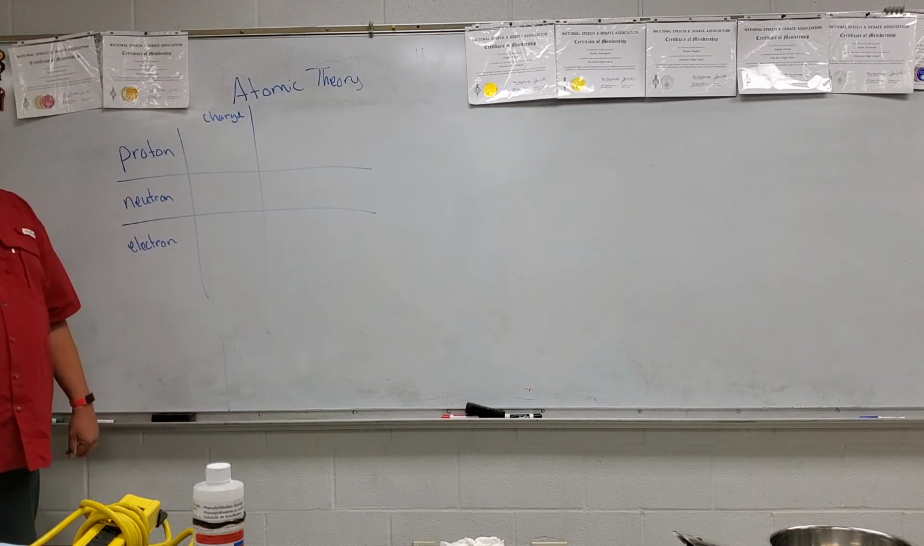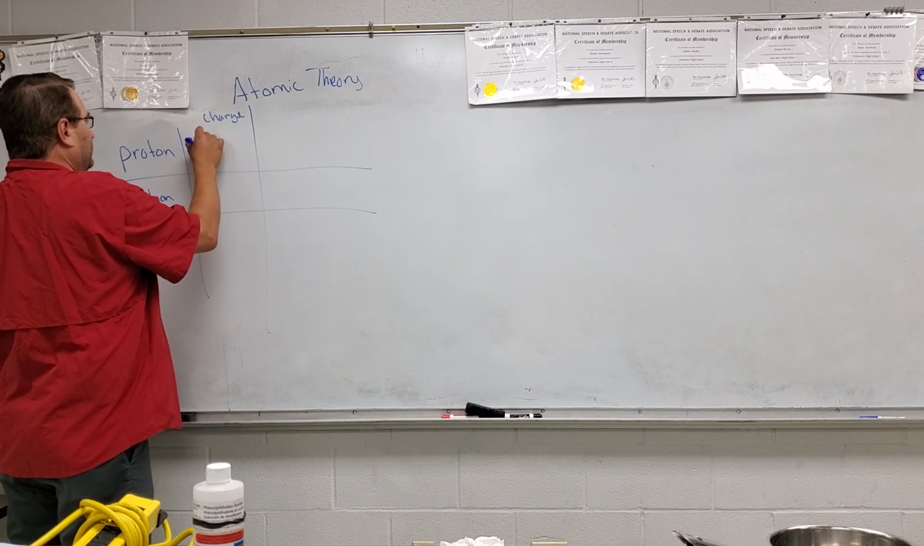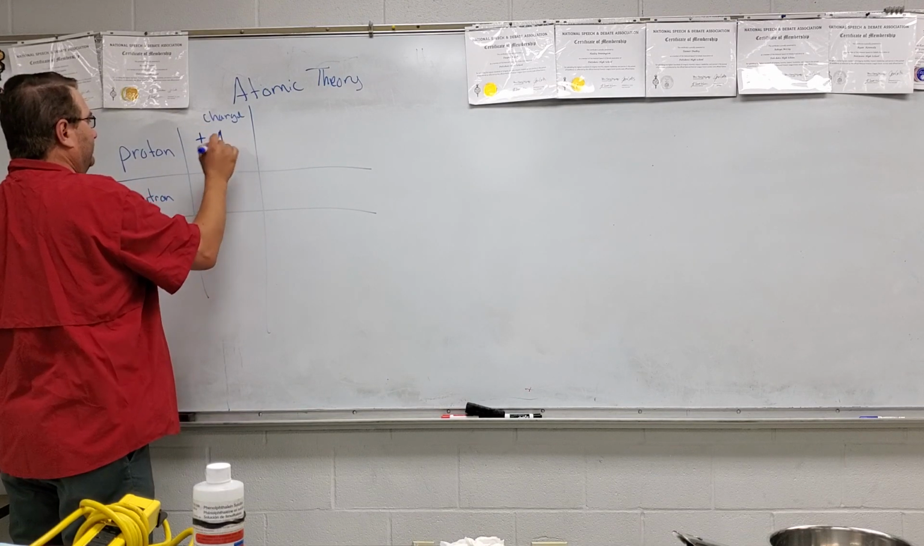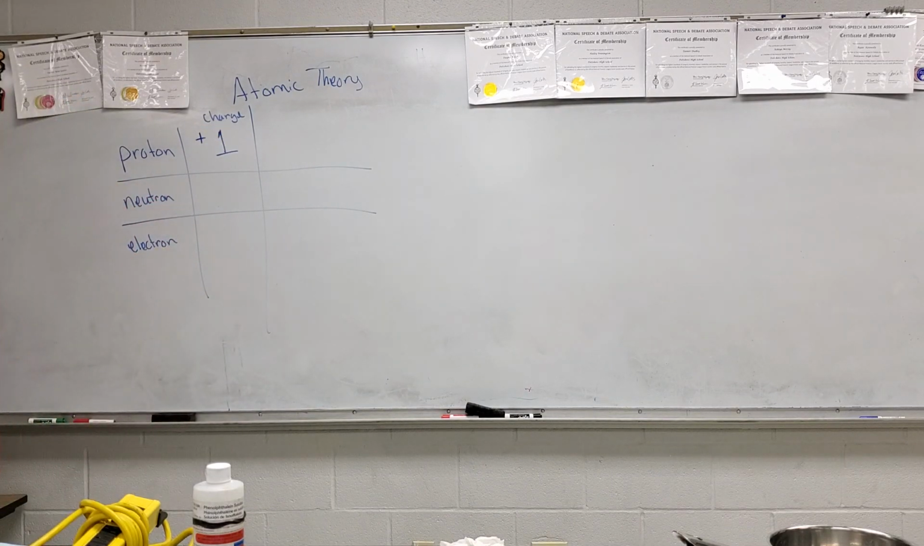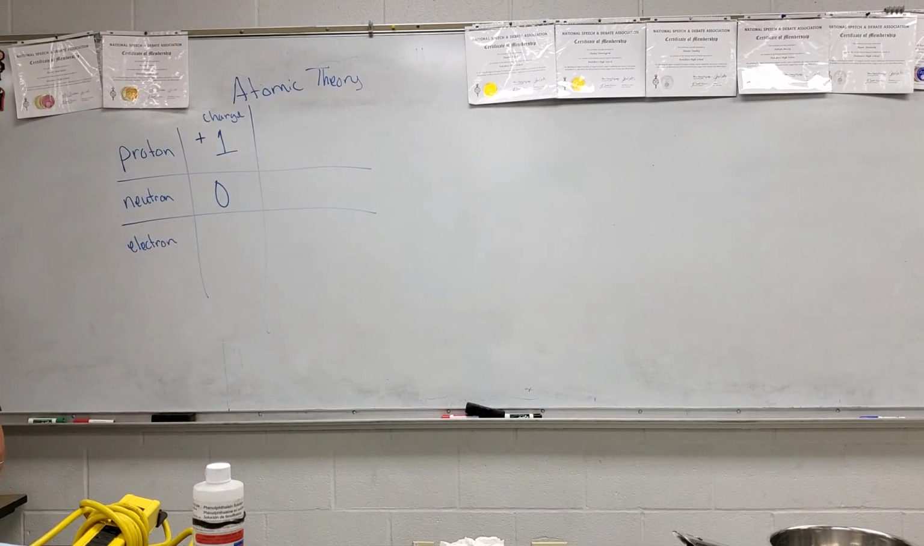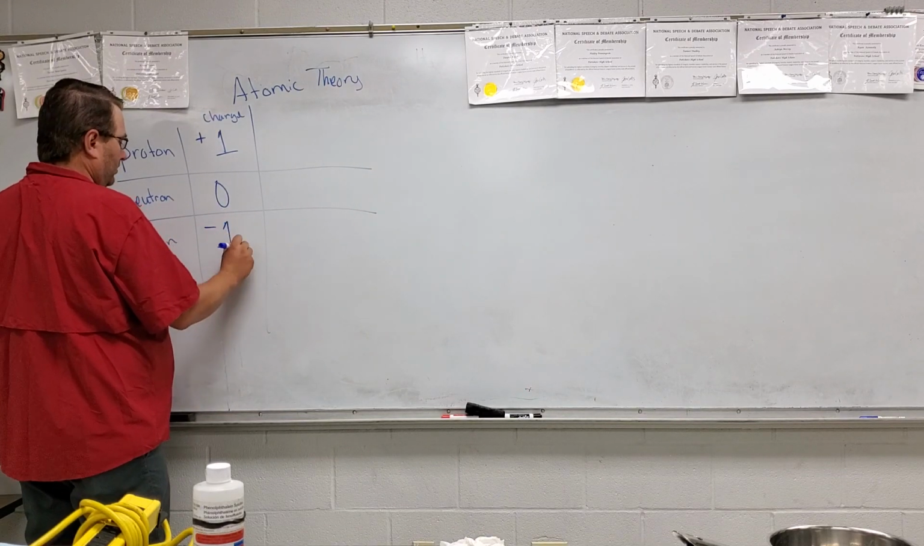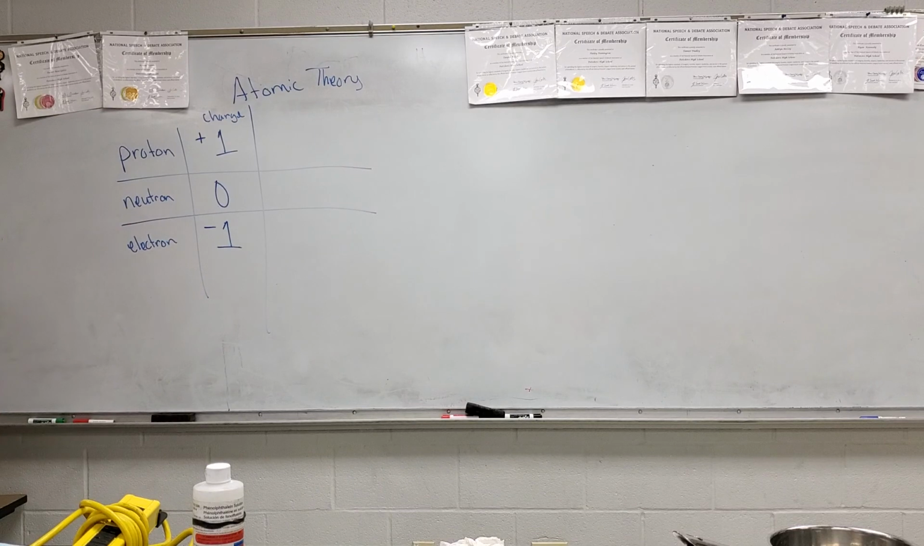What's the charge of a proton? Positive. And it's technically a +1 charge. You'll understand why it's important in a minute. What's the charge of a neutron? Neutral, 0. An electron? Negative. So we say a -1 charge. That's important because those cancel out, right? The proton and electron.